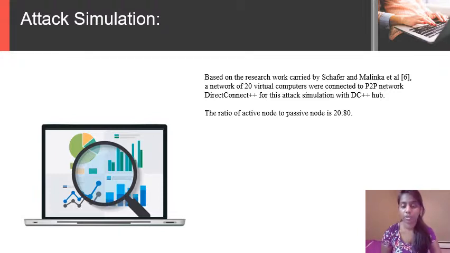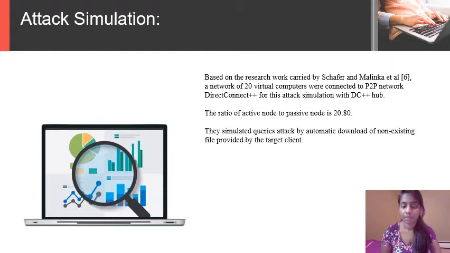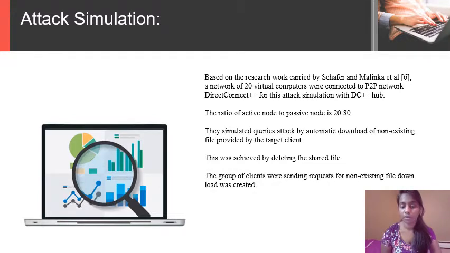An active node refers to a node with a public IP address, and a passive node refers to a node without a public IP address. This simulated a queries attack by automatic download of a non-existing file provided by the target client. This situation was achieved by deleting the shared file. A group of clients was made to send requests for the non-existing file download. In this situation, the target peer responded to this query with a non-existing file error message.